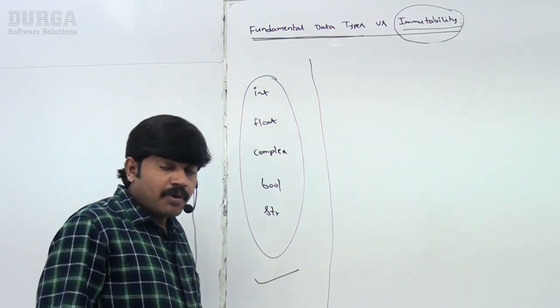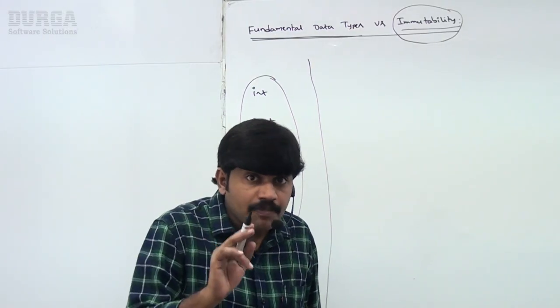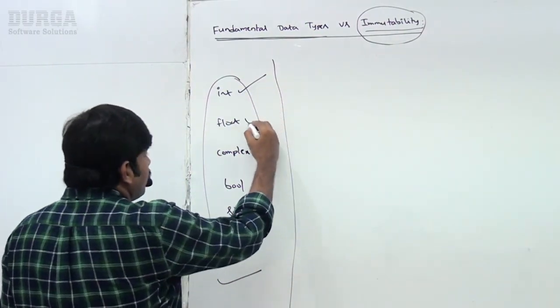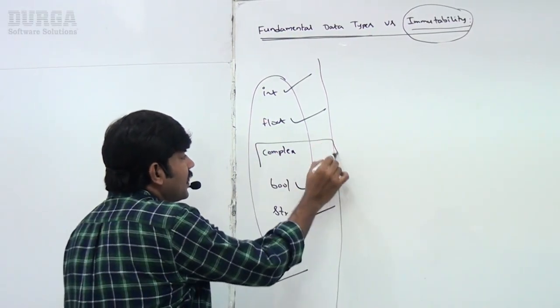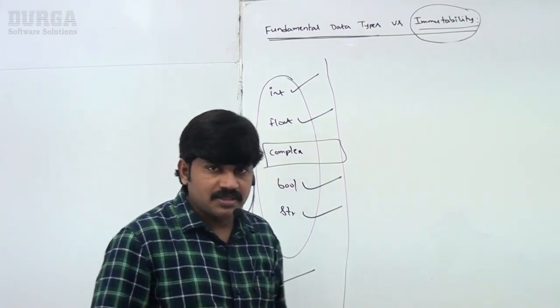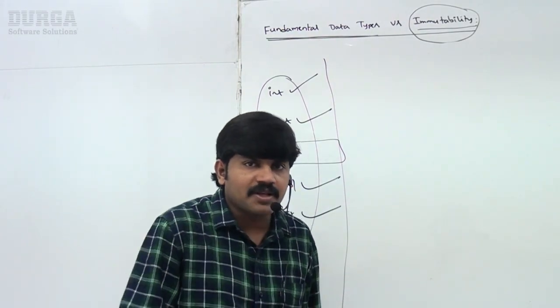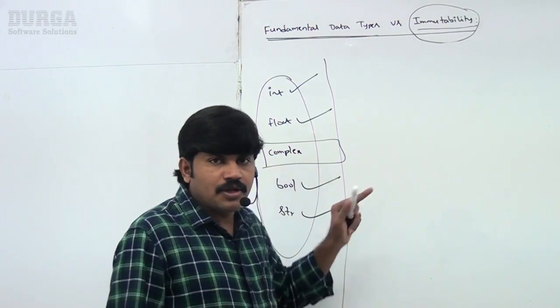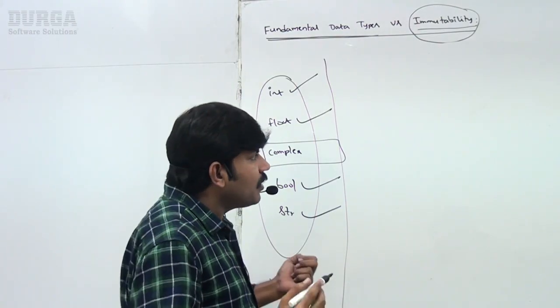But the object reusability concept is applicable only for int type, float type, bool type, and str type. For complex type, the object reusability concept is not applicable. Maybe internally the way of representation is different, maybe at memory level. So here object reusability is not there, but it is immutable. Remember that. So now where is the proof for that?